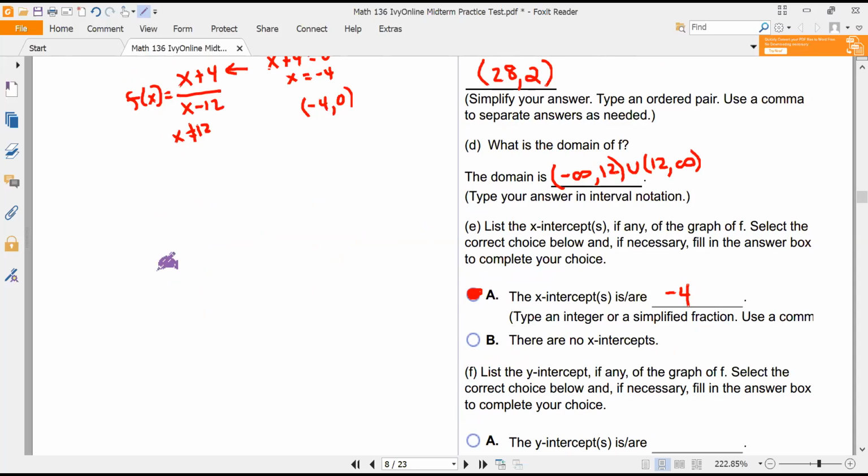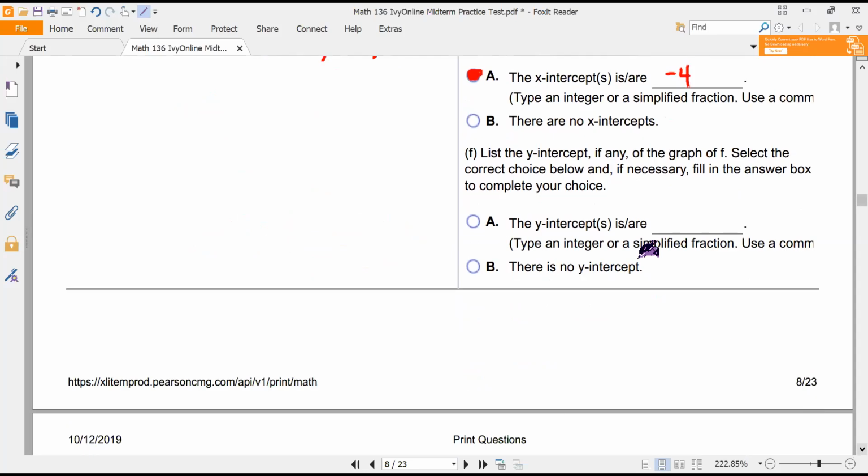To find a y-intercept, you plug in 0 for all your x's, because it's a 0 comma number. That is 4 over negative 12, which is negative 1/3. Now again, if you were in my face-to-face class, I'd want to see that ordered pair. My math lab does not want it as an ordered pair, it says type an integer or a simplified fraction. So they just want the y coordinate.